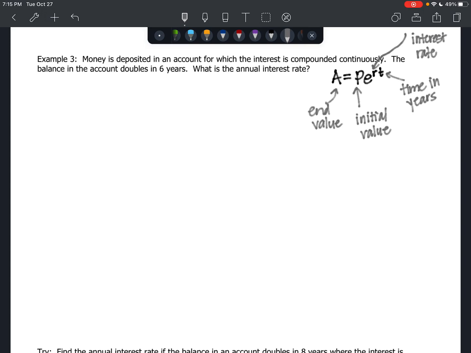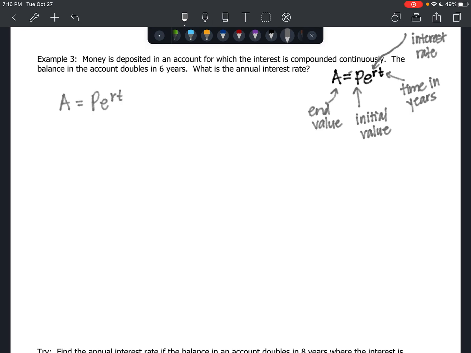Okay. For which the interest is compounded continuously. So here we have this formula, PERT, that we're going to use for compounding continuously. The balance in the account doubles in 6 years. What is the annual interest rate? So we'll begin our work here off to the left.